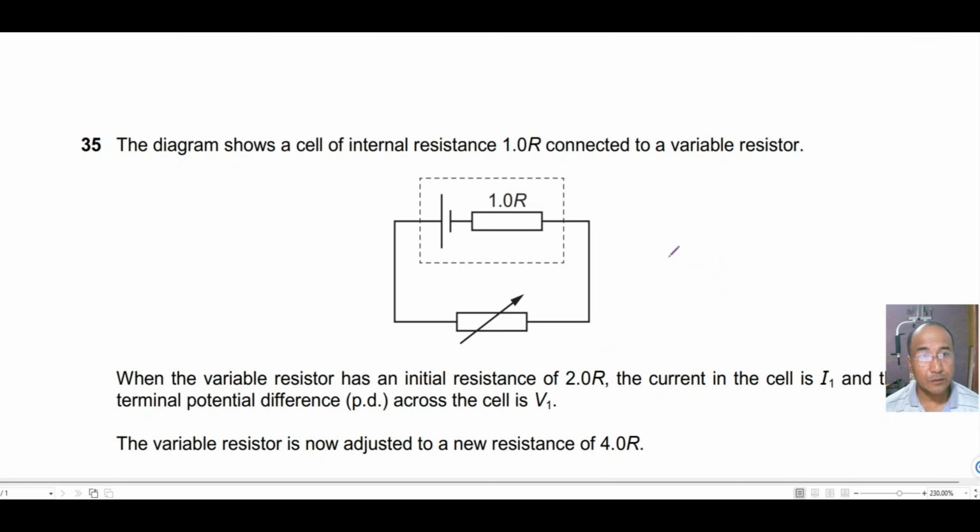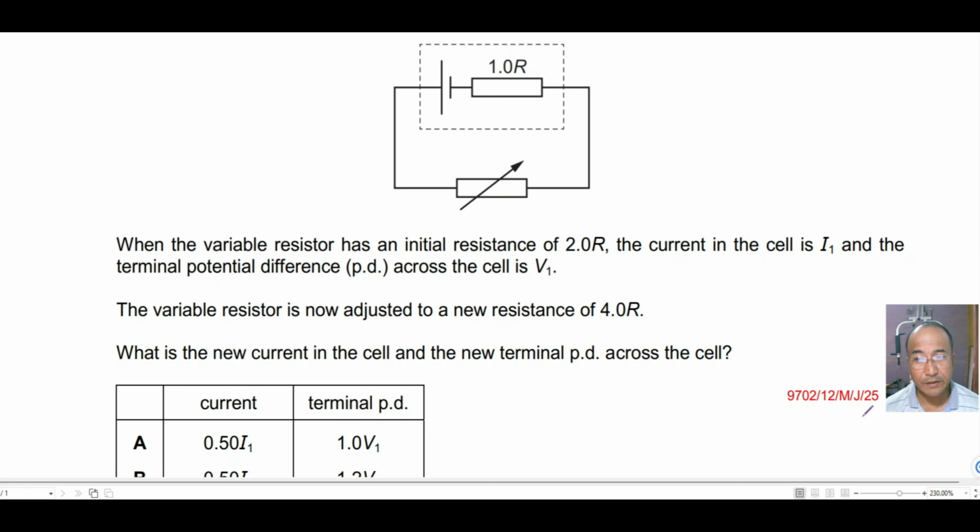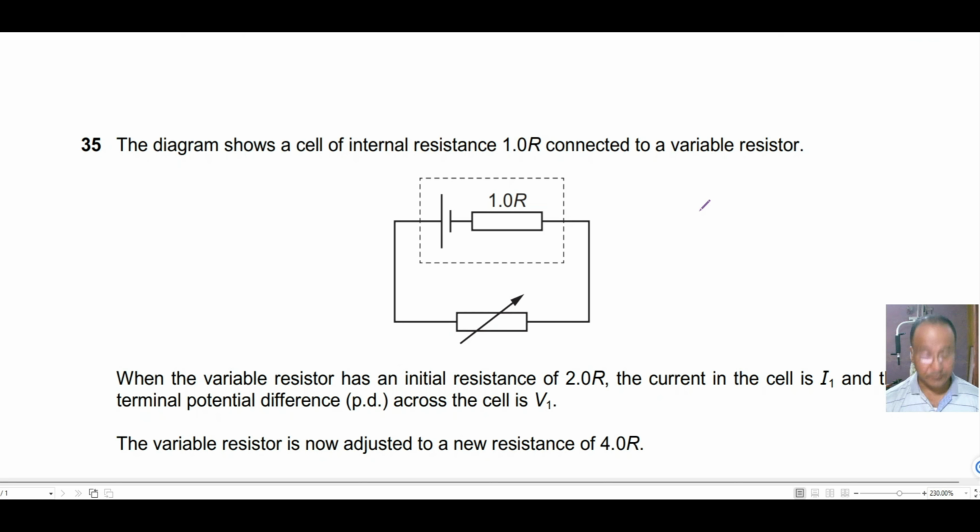So this is 2025 May June paper 1 2, and the question number is 35. The question is concerned with the chapter current electricity. It says that the diagram shows a cell of resistance 1.0 R. So this thing is actually small r, connected to a variable resistor. So we have this variable resistor here.